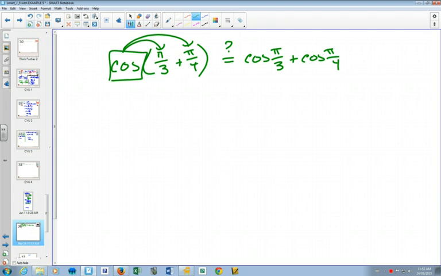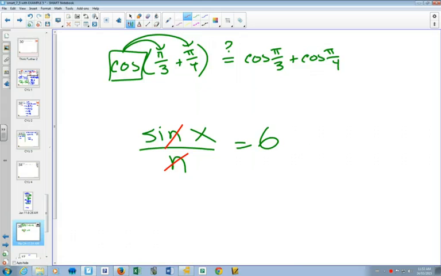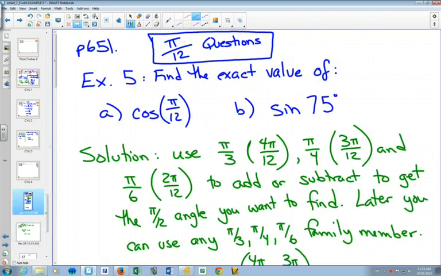But it isn't true. Just like if I had something like this, right? Are you allowed to just cancel out the ends? No. Even though it works, okay. All right, we're going to go back.